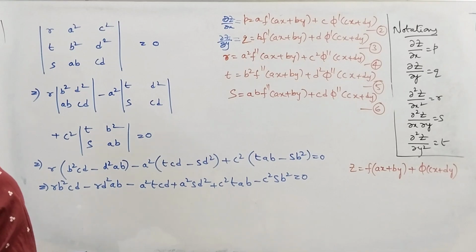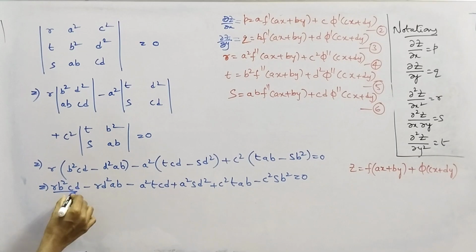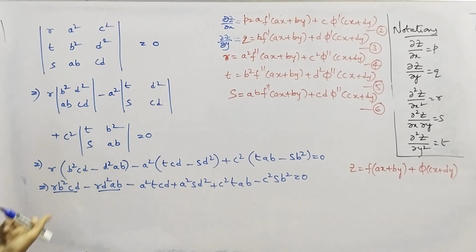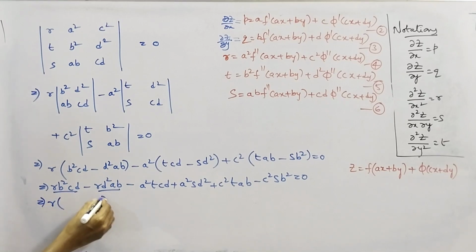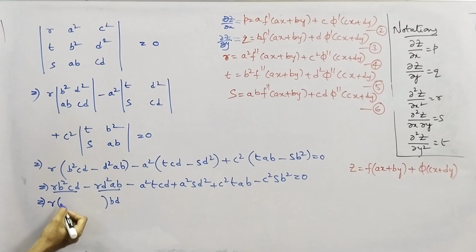Now take rbd common from these two terms. I think you can take r, one b and one d common from these two terms. We'll have r into bd times (bc − ad), right?